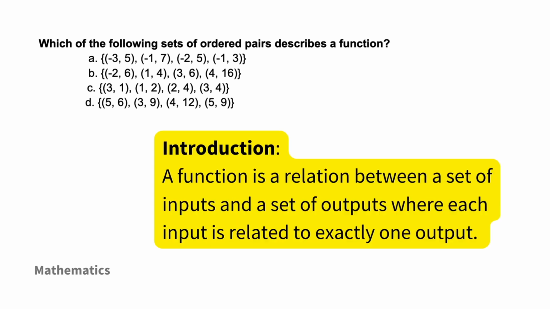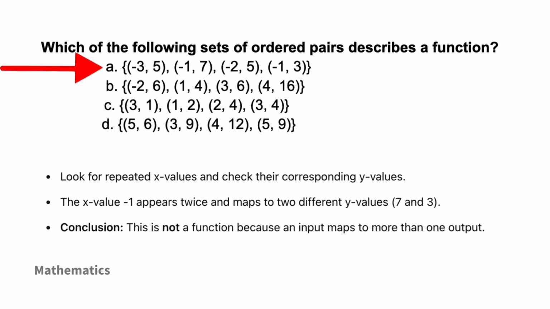All right, let's talk about this. First and foremost, let's recall that a function is a relation between a set of inputs and a set of outputs, where each input is related to exactly one output. This means no input, or x value, in a function can map to more than one output, or y value. Now, in order to actually solve this, we'll want to analyze each set of ordered pairs.